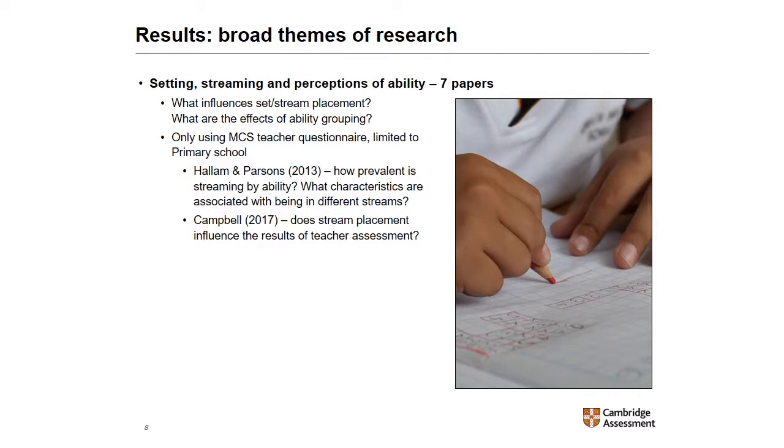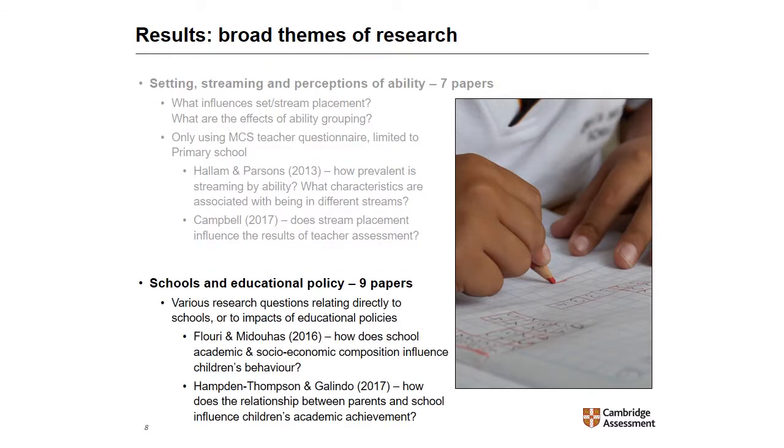The next topic was a broader look at schools and educational policy. So this was a fairly broad category addressing various questions relating to schools or to educational policies. So for example, Fleury and Midwas looked at how school academic and socio-economic composition influenced children's behaviour. And Hamden, Thompson and Galindo looked at how having a good relationship between parents and the school could influence children's academic achievement.